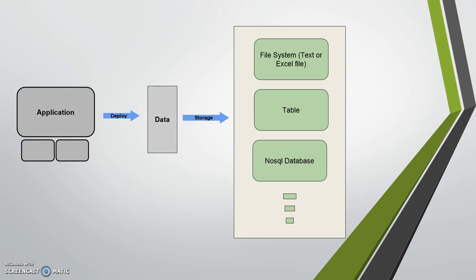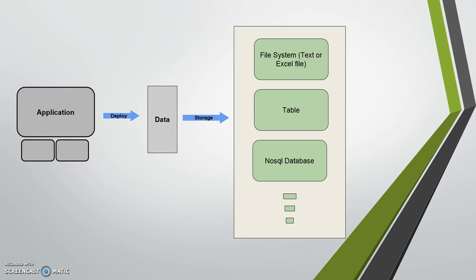For this, we require resources. The data can be stored on a flat file system, for example a text file or an Excel file. You can store the data inside a table, or you can also take the help of NoSQL databases. These are the resources required by the application. Whenever you deploy your application on the local system, these resources should be present on the local system to be accessed by the application.